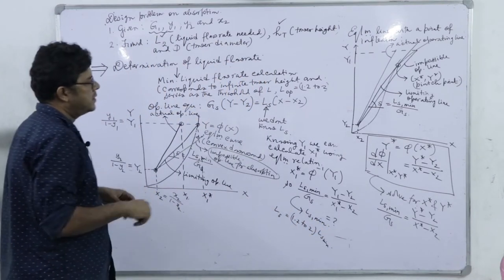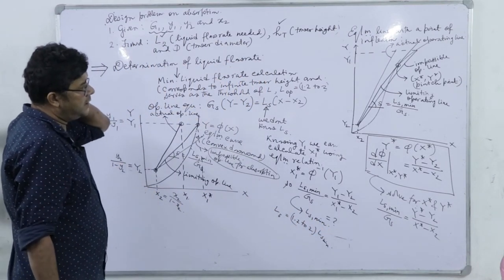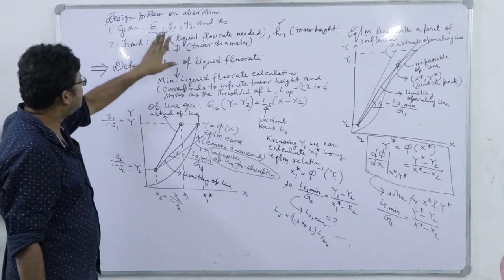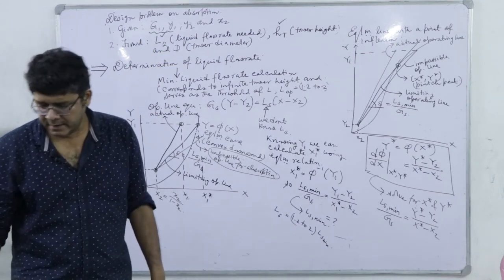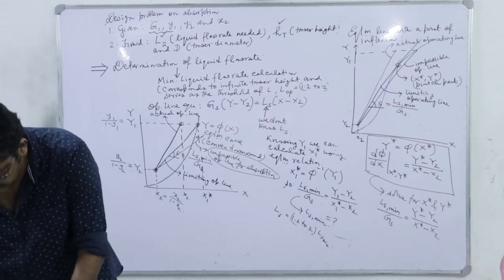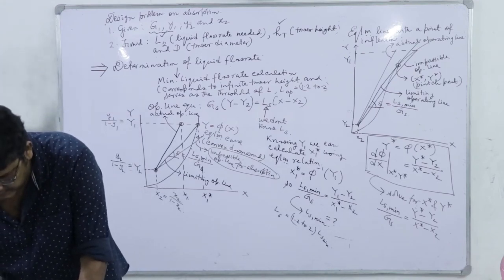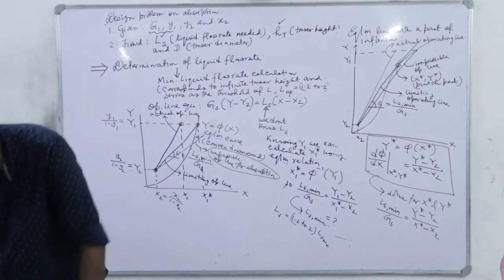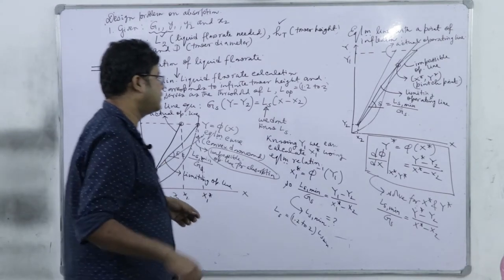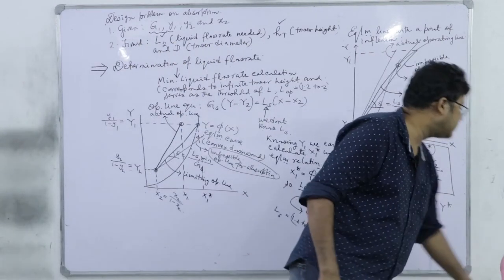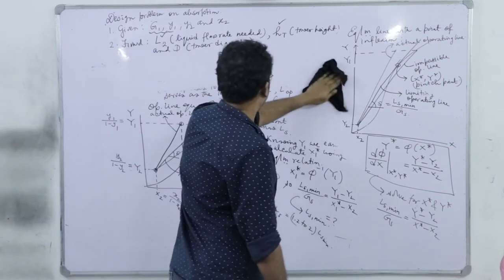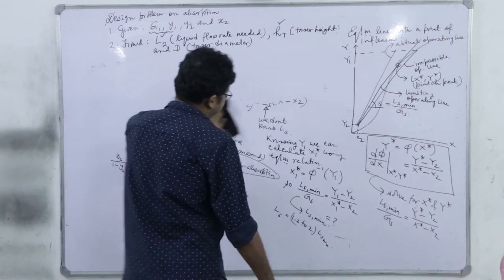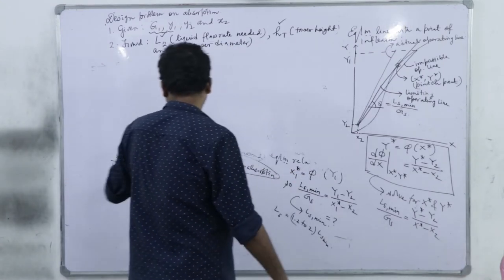So, the things are done and we have answered the first question, the liquid flow rate needed. So, next we'll go for calculations of the tower height, right. So, determination of liquid flow rate is done, next is the calculation of tower height.